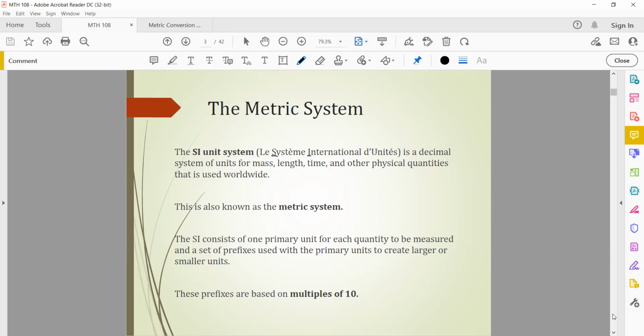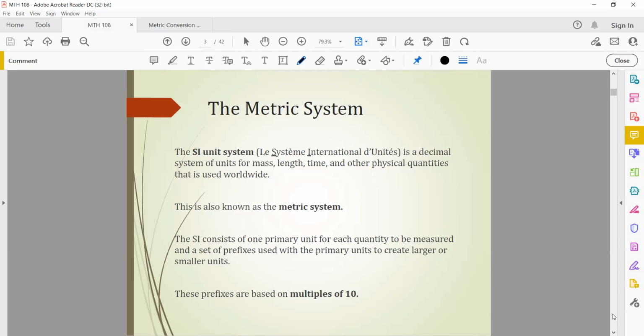Okay, so the SI consists of one primary unit for each quantity to be measured, and a set of prefixes used with the primary units to create larger or smaller units. So what the heck does that mean? It means that you have units like meters, time, which would be seconds, and things like grams. You have your units, and then basically you put something in front of it to let you know how much of that unit you have.